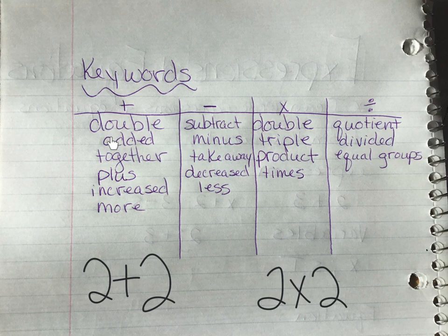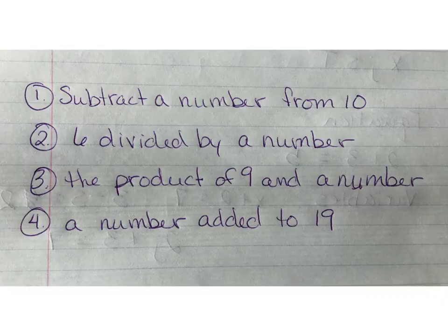But the other words we have here: added, together, plus, increased, more, less, decrease, take away, minus, subtract, double, and triple, which means that we would times by 3, the product, or of course times. And over here for division, we have quotient, divided, and to put things into equal groups. So let's use these words to come up with some expressions.